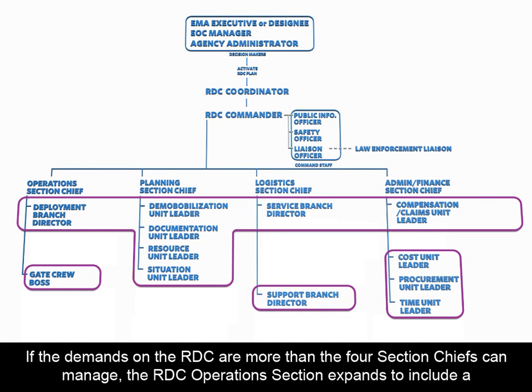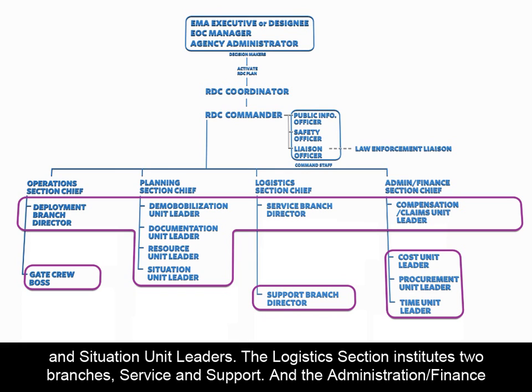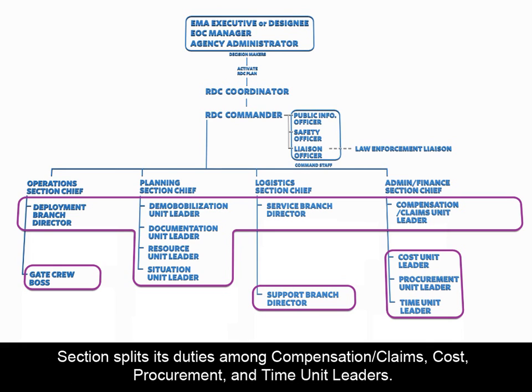If the demands on the RDC are more than the 4 section chiefs can manage, the RDC operations section expands to include a deployment branch director and a gate crew boss. The planning section gains demobilization, documentation, resource, and situation unit leaders. The logistics section institutes 2 branches, service and support, and the administration finance section splits its duties among compensation and claims, cost, procurement, and time unit leaders.